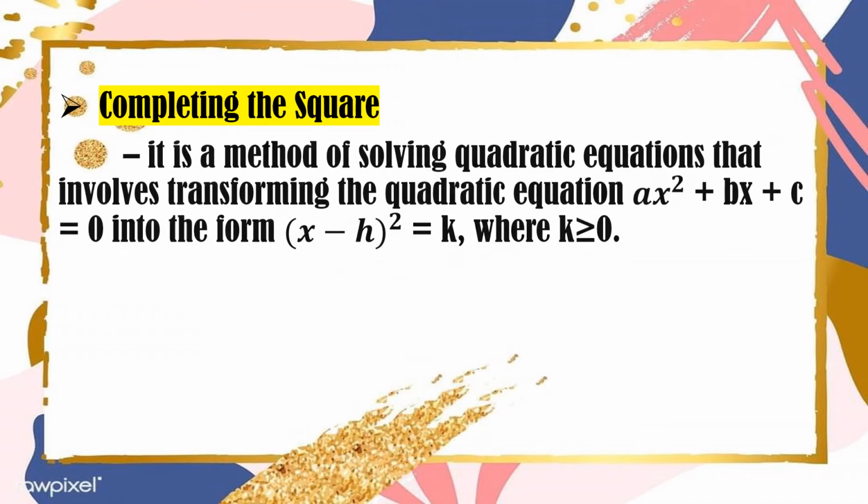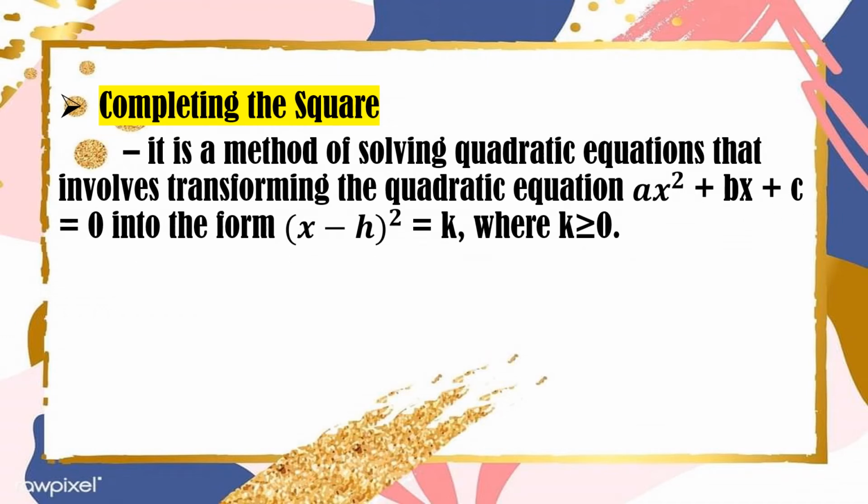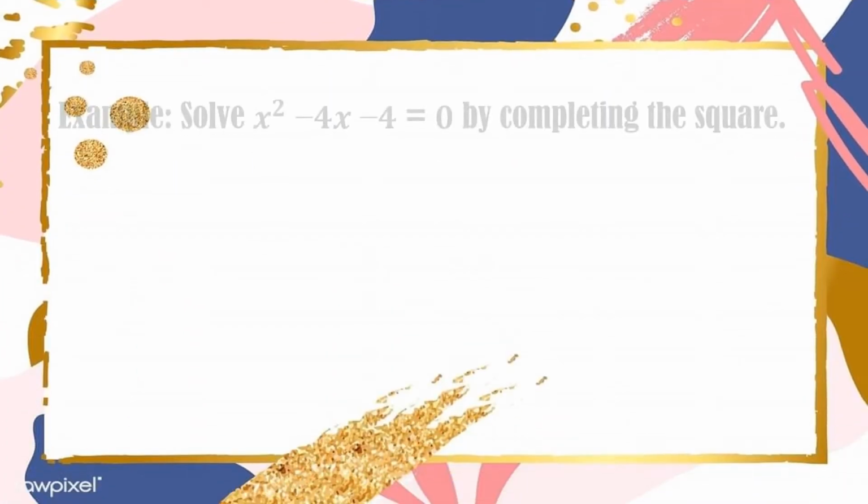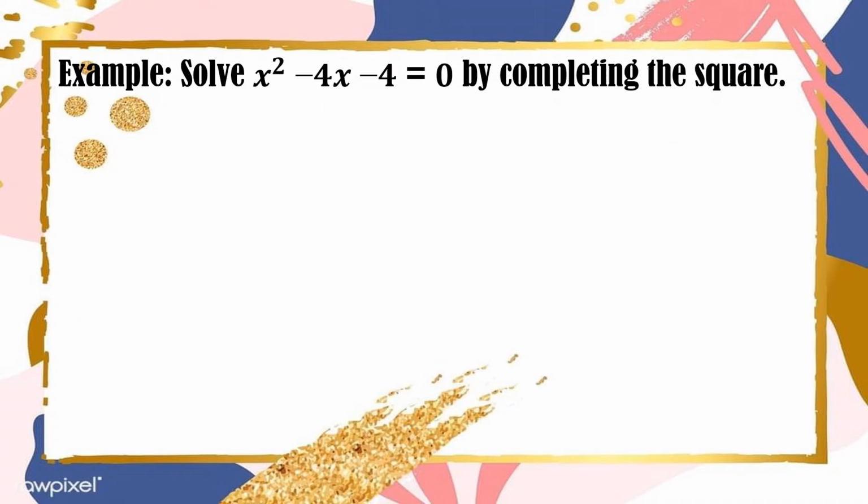Completing the square is a method of solving quadratic equations that involves transforming the quadratic equation ax squared plus bx plus c equals 0 into the form the quantity of x minus h squared equals k, where k is greater than or equal to 0. For example, solve x squared minus 4x minus 4 equals 0 by completing the square.